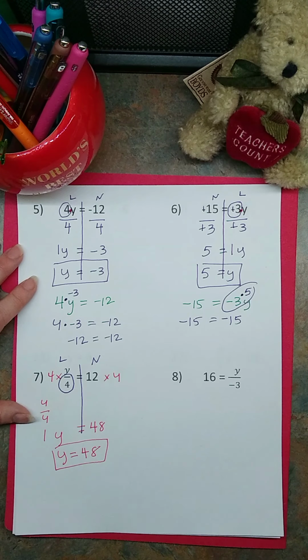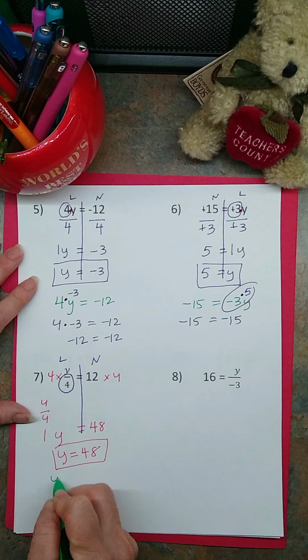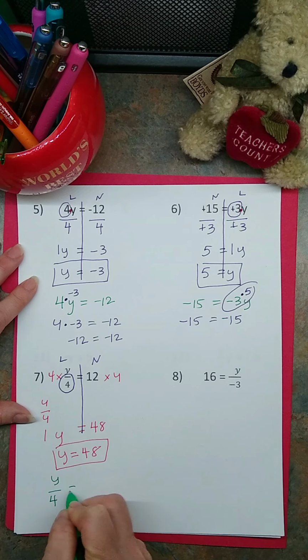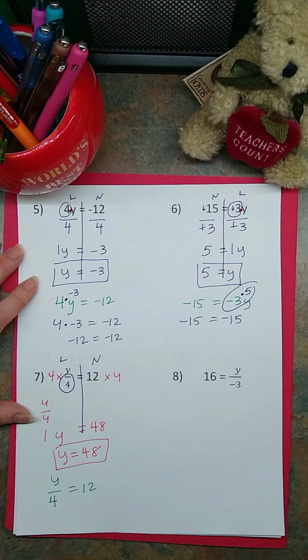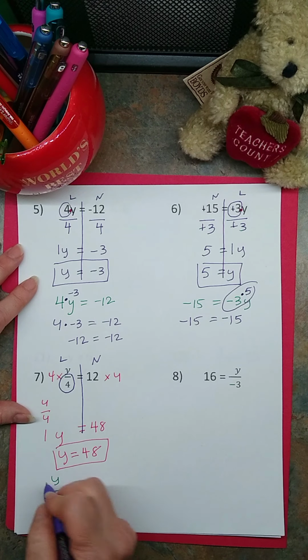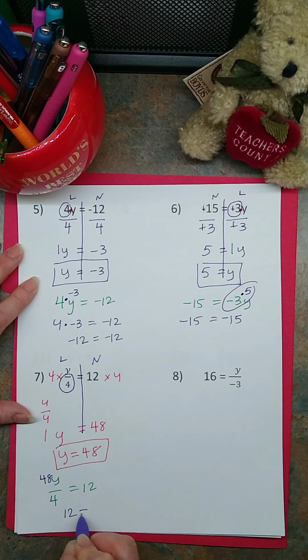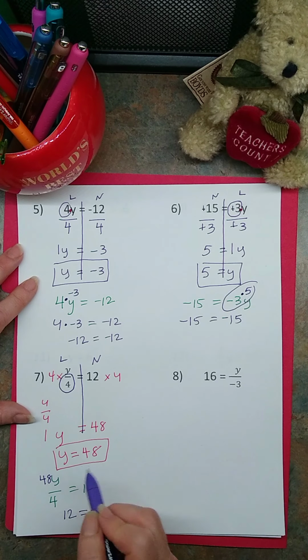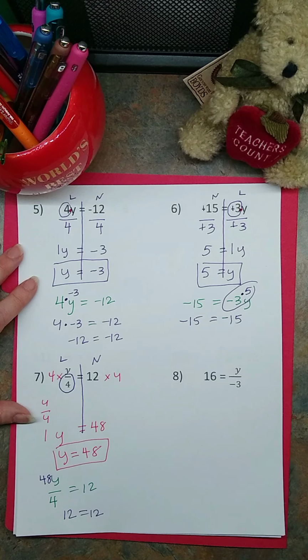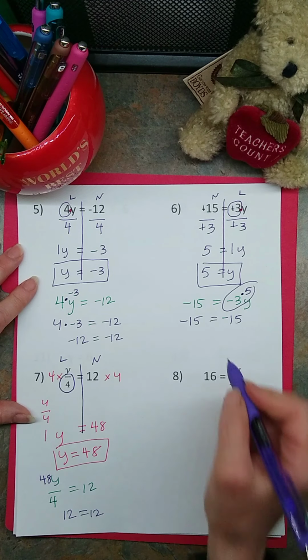Final answer. Okay, to check this, write your original problem. Y over 4 is 12. In the spot marked y, put the value that you found. Is 48 divided by 4 equal to 12? Yes. 12 equals 12. So you know you got your answer right. All right, let's give number 8 a try.